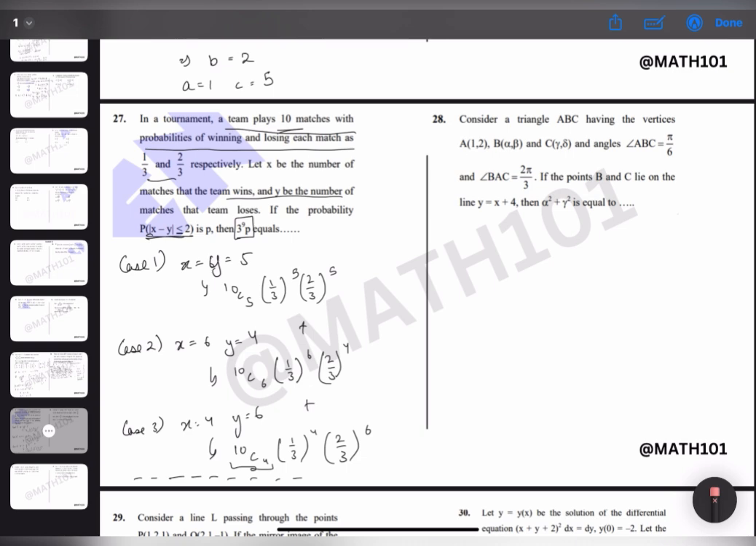Consider a triangle ABC, vertices given to be 1, 2, alpha, beta and gamma, delta. Angles ABC is 30 degree, BAC is 120 degree, so this is also 30 degree. B and C lie on y equals to x plus 4. So beta equals to alpha plus 4, delta equals to gamma plus 4.